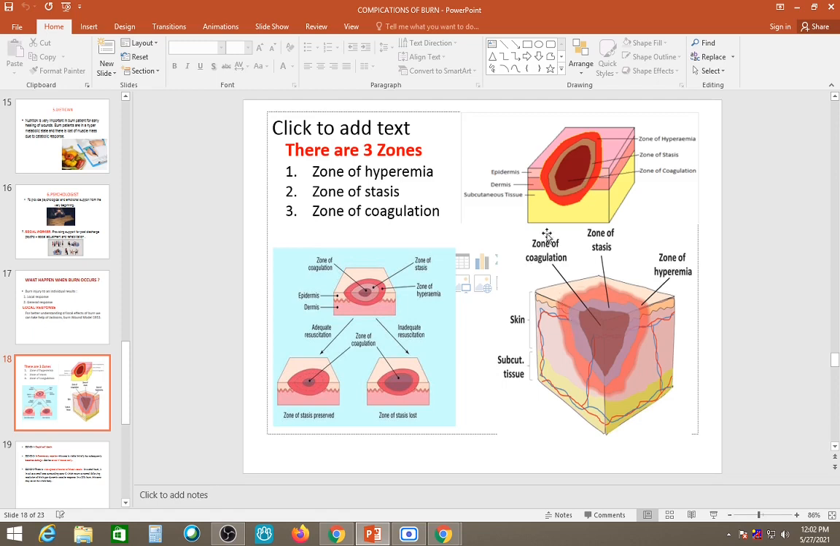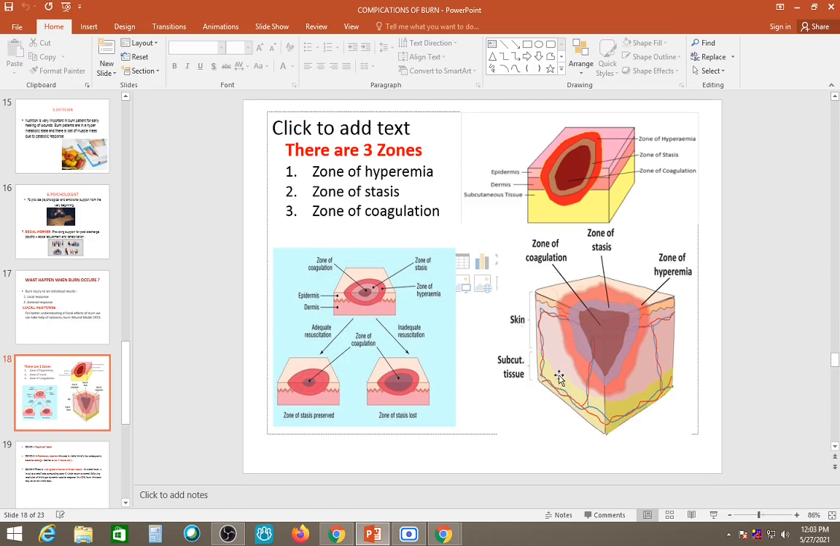And you can see the zone of hyperemia, how it comes in the skin, then stasis comes. But in the zone of hyperemia there is a high chance of skin cell death if we don't take care. Then the zone of stasis. These are the processes of healing. Then the zone of coagulation. If we administer the drug properly, provide diet, and take care of exercise, then the person can heal normally in the body, in the skin.